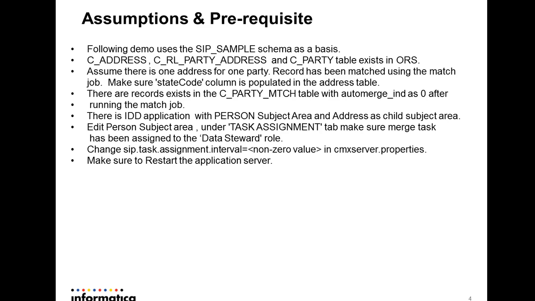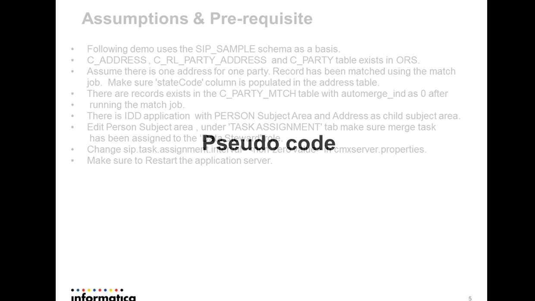The task assignment daemon runs in the background and MDM automatically creates a task for the manual merge. To do that, you should change the property SIP task assignment interval in the CMX property and make it a non-zero value, which will be the interval in minutes. For example, if you want to create automatic tasks and keep this daemon running every 1 minute, you should make this value 1. After doing all the changes, make sure you restart the application server.